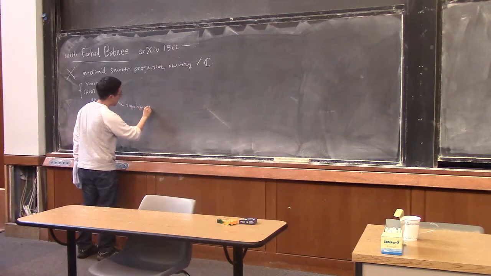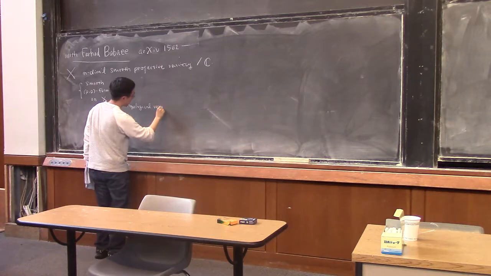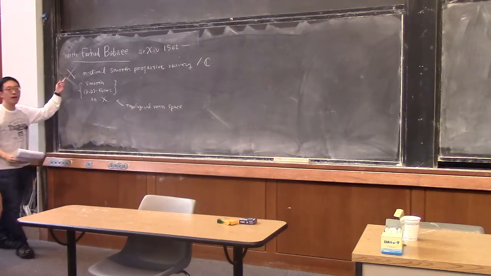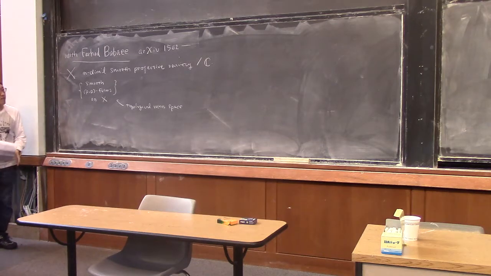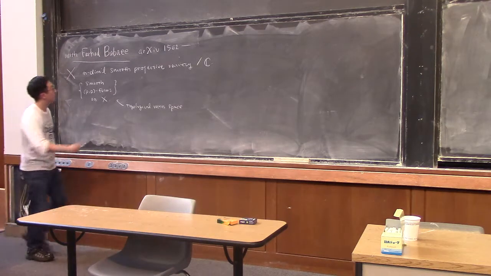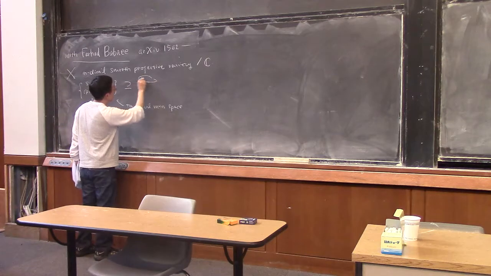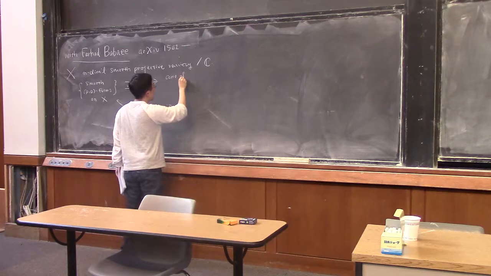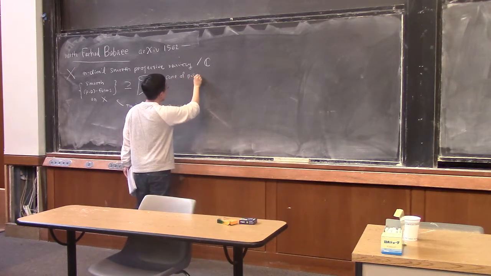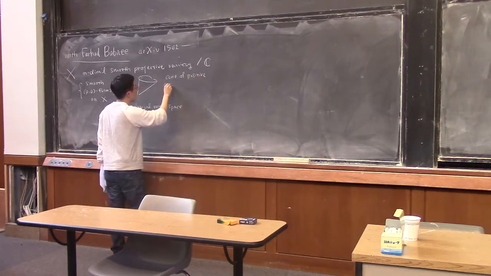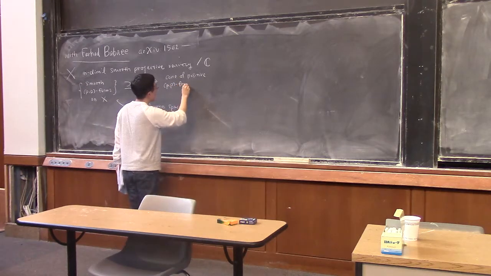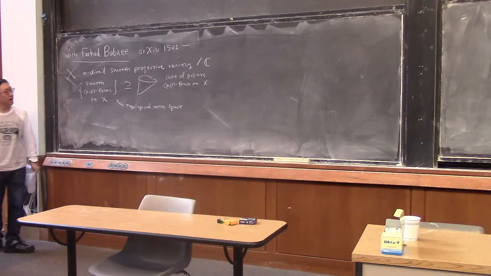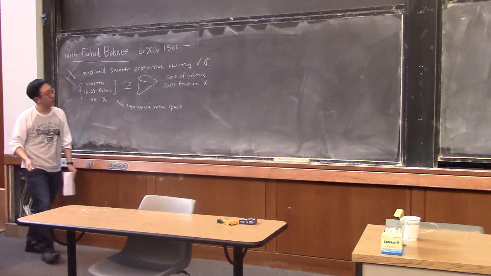This is the topological vector space that I'm interested in. And because X is a complex manifold, this vector space contains an interesting cone. So this is a cone of positive p forms on X.